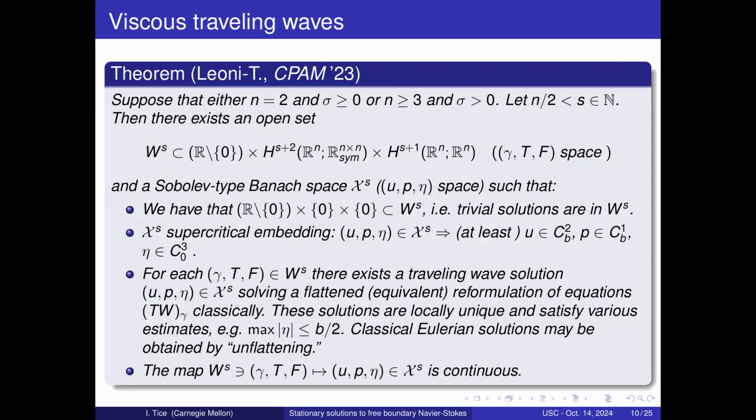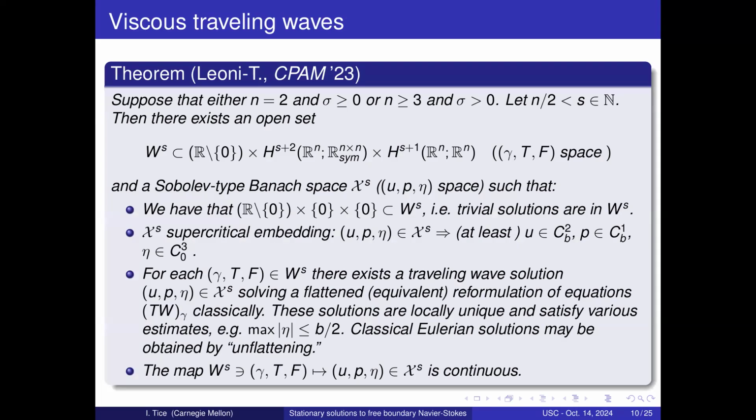Again, about 5-6 years ago, I started working on this with my colleague Giovanni Leoni, though the paper has only recently appeared in CPAM. But the result says the following. We can either consider the case when n is equal to 2, so we're in 2 dimensions, and surface tension is either on or off, or we can consider general dimension n bigger than or equal to 3, and yes, we do bother to consider 7-dimensional fluids. It's mathematics, so who cares? But in this case, we have to turn surface tension on.